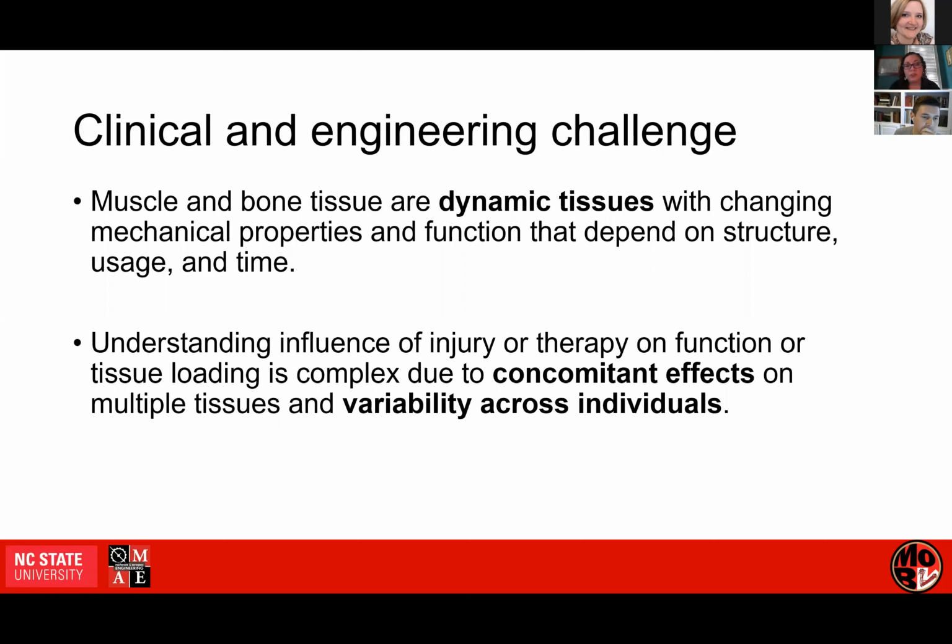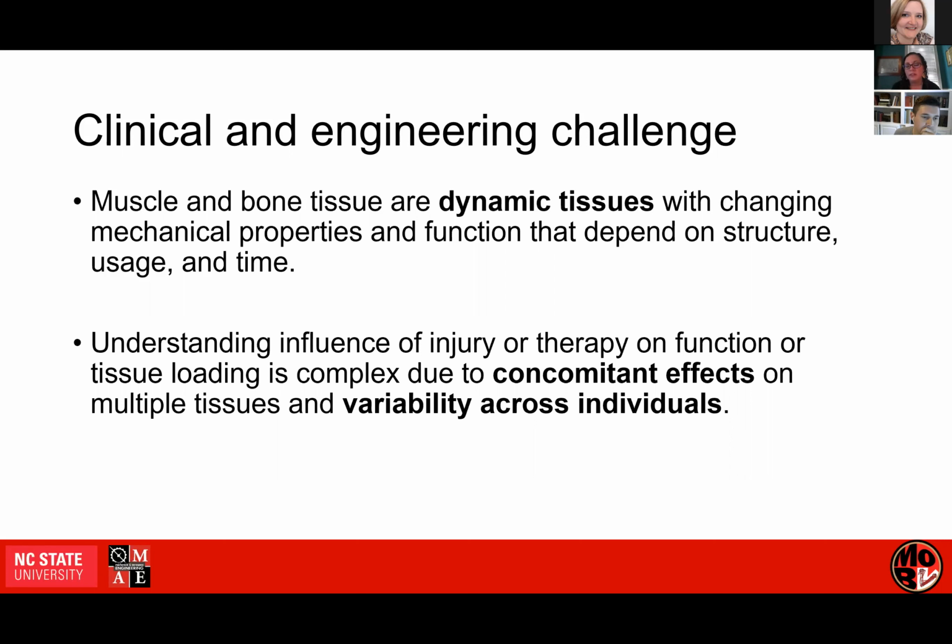It's also difficult, as I just mentioned, to understand the particular influence of a specific injury or a therapy on function or tissue loading when you think about in vivo, in people, because there are concomitant effects. You might have a rotator cuff injury, but at the same time, you might have a shoulder dislocation, or you may have a tear of another structure in the shoulder. Or you may receive a surgery to repair one tissue, but at the same time be receiving physical therapy.